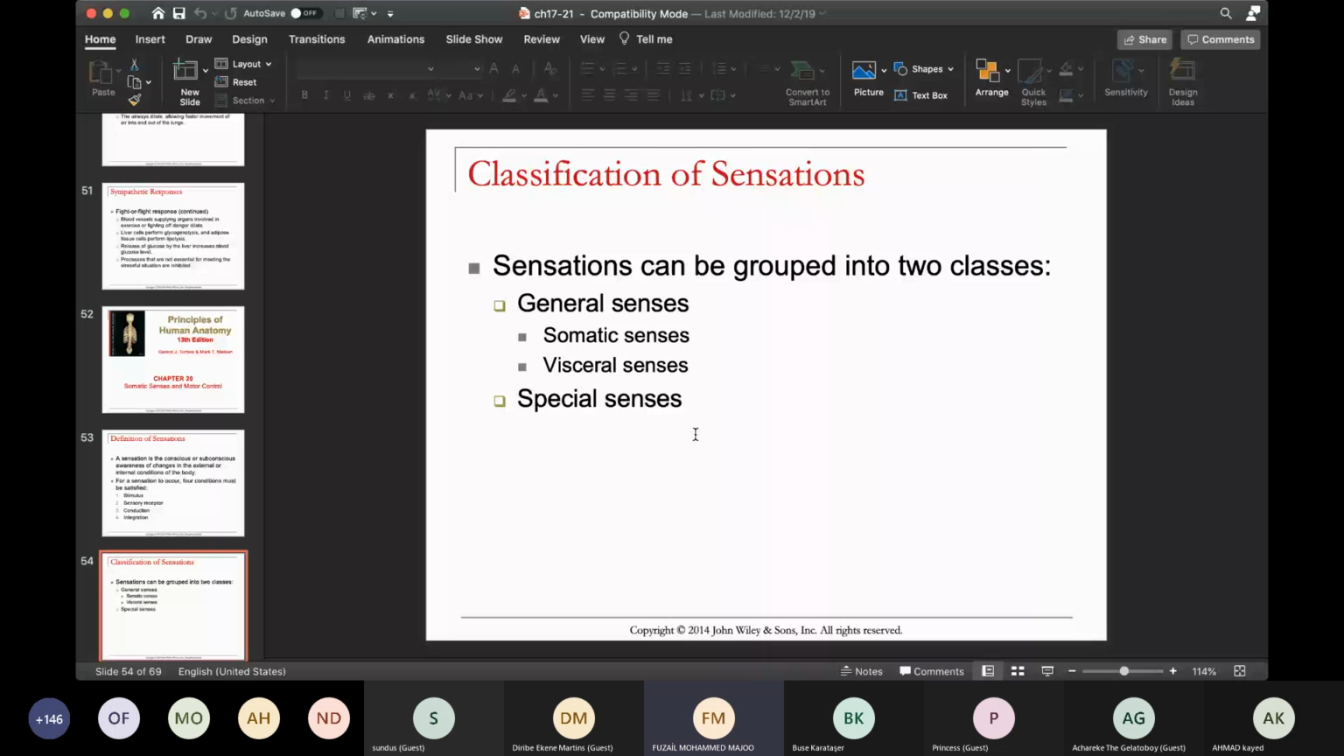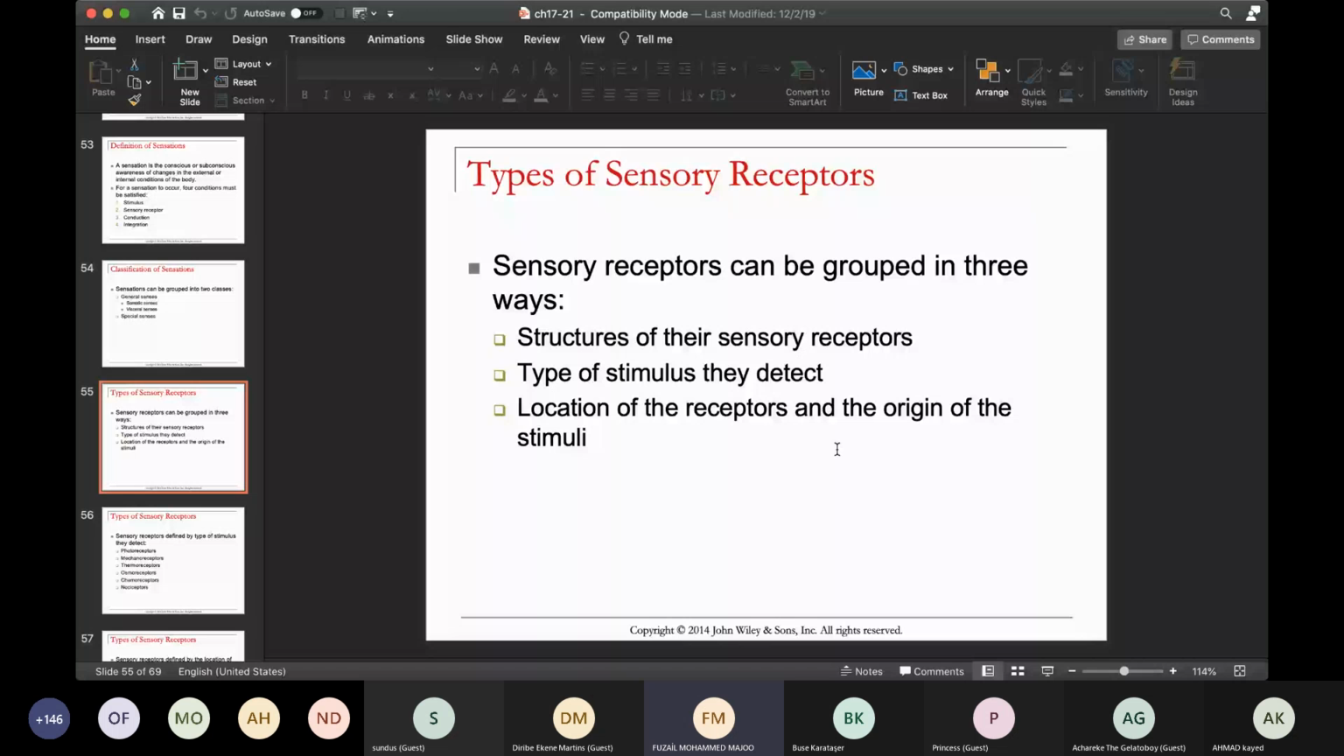Next, we talk about sensory receptors. They could be grouped in one of three ways. They could be grouped according to the structures of their sensory receptors. There are free nerve endings of sensory nerve receptors, encapsulated nerve endings of sensory receptors, or sometimes separate cells that synapse with sensory receptors. These three are examples of the structures of the sensory receptors.